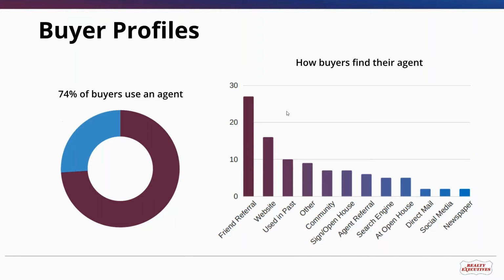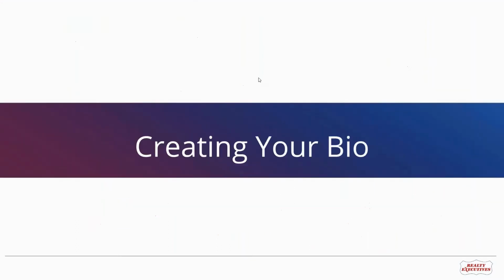And this is why, because when buyers are looking for an agent, and this is also true of sellers, when they're looking for agents, they're going to go online to learn about who you are. So what does this mean for you? You need to be sure that you have a really strong bio and that it's online and that it's consistent.